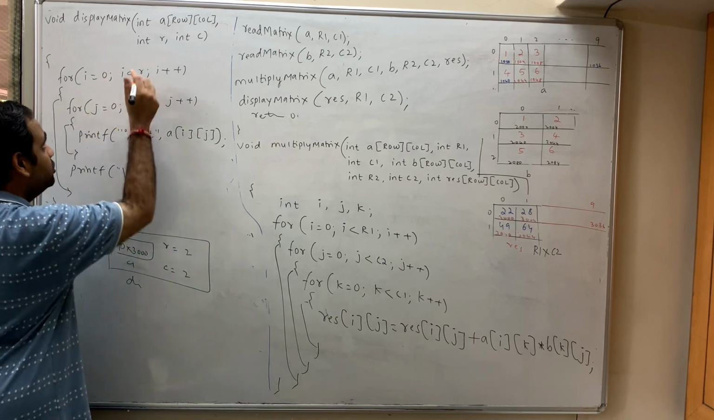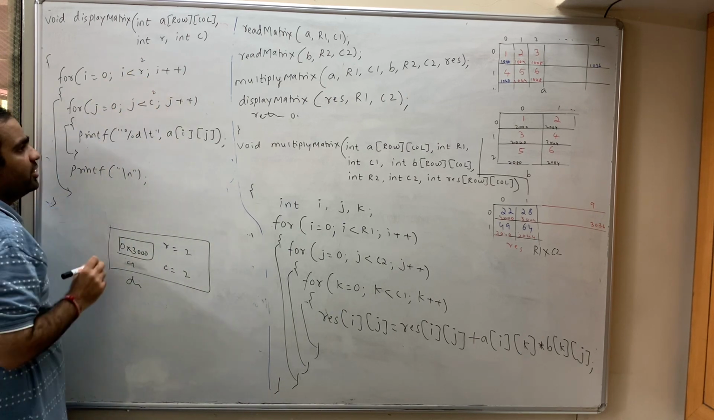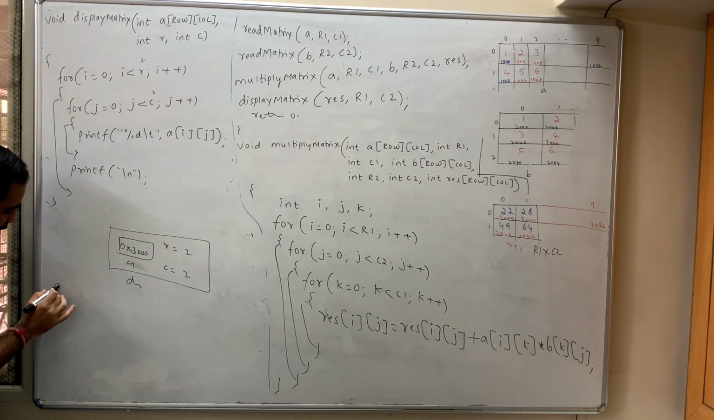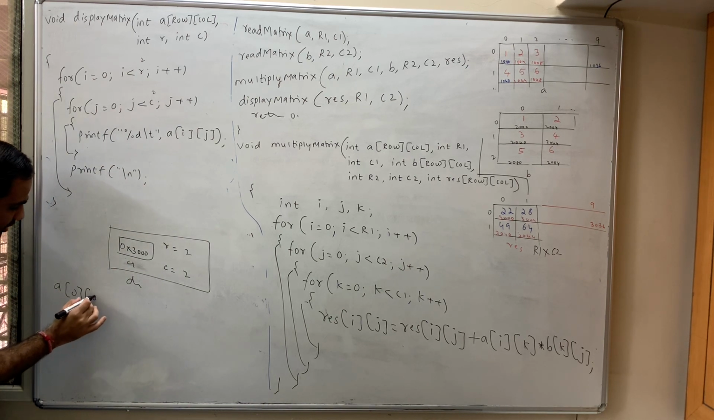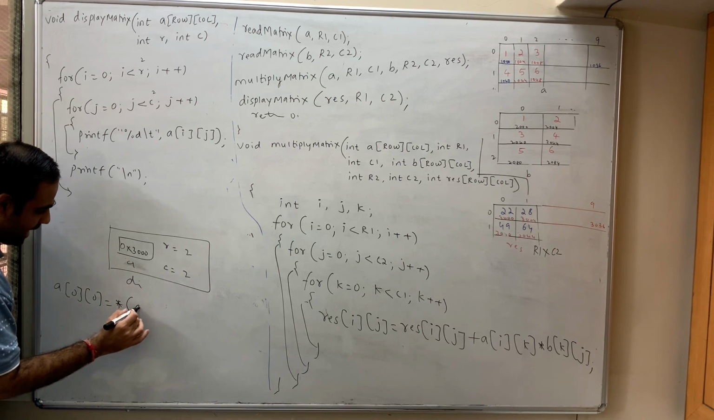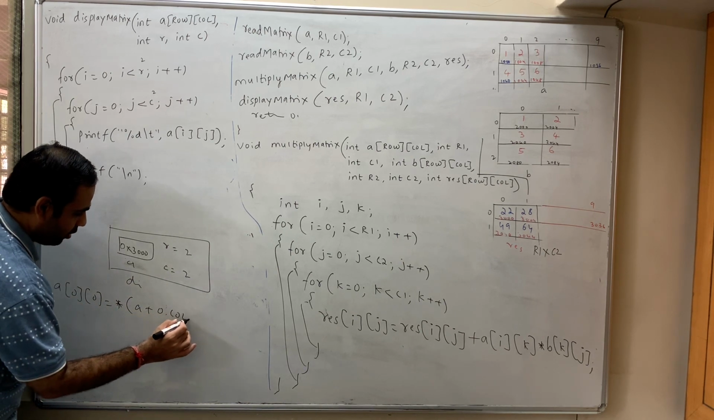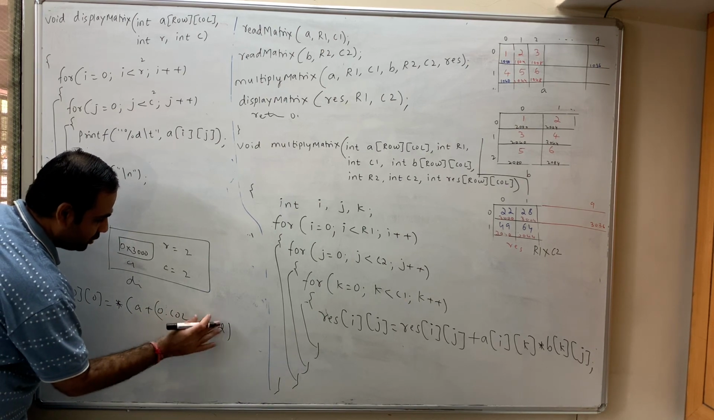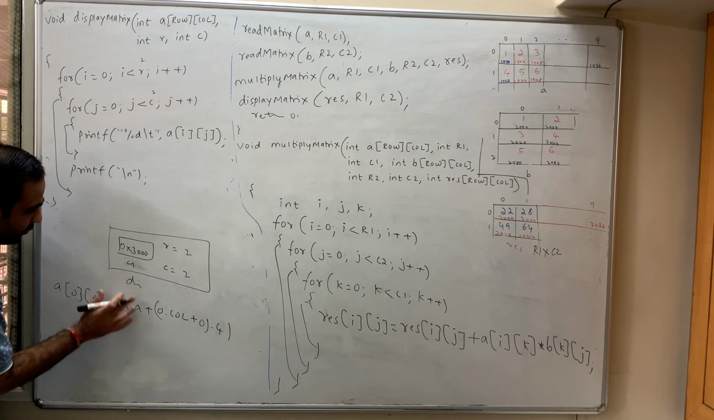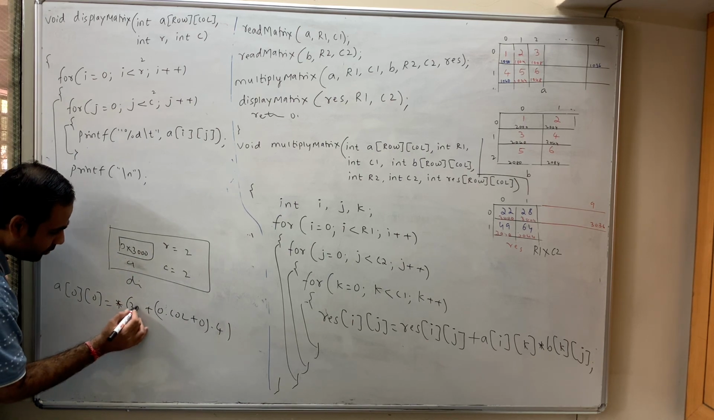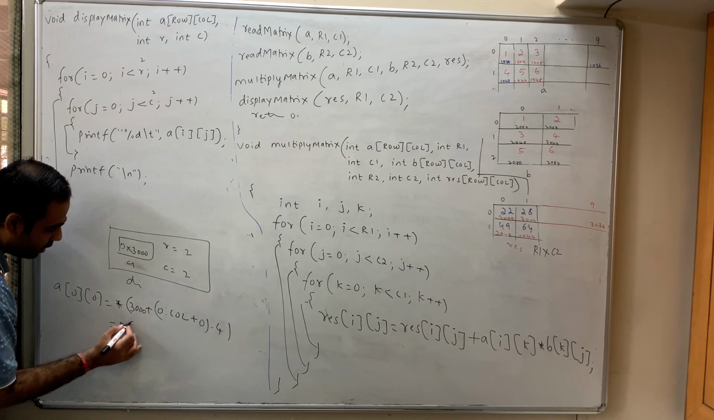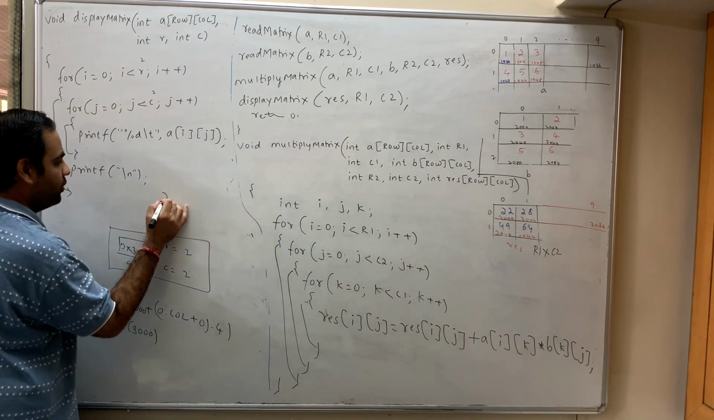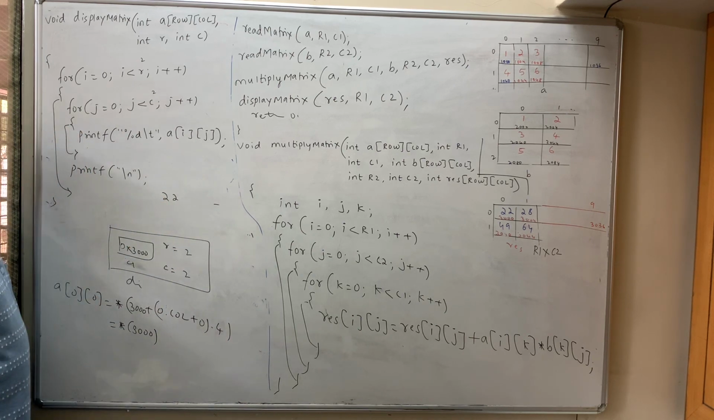Now i is 0, 0 less than 2, yes. j is 0, 0 less than 2, yes. Print a of 0, 0. Now what is a of 0, 0? Say me, what is a of 0, 0? It is equal to star of a plus 0 into number of columns plus j, whole multiplied by d. The value of j is 0, d is 4. Now what is the value of a? The value of a is 3000. Now it becomes star 3000. It says go to address 3000 and fetch the value 22. 22 is displayed and a tab space is given.